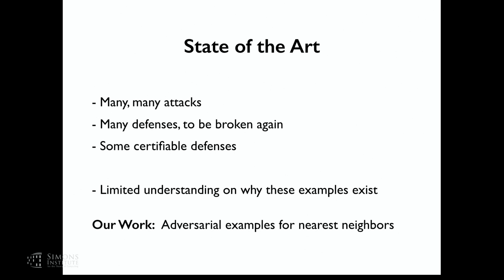The current state of the art is that there are many attacks. There are many defenses, which tend to be broken every so often, and there are also a whole bunch of certifiable defenses which prove that things are certifiable. There is some understanding of why these examples exist, however that's somewhat limited, right? I know Sebastian gave a really nice talk on this, but to some extent some of this is understood, not all of it is well understood, why these examples exist.